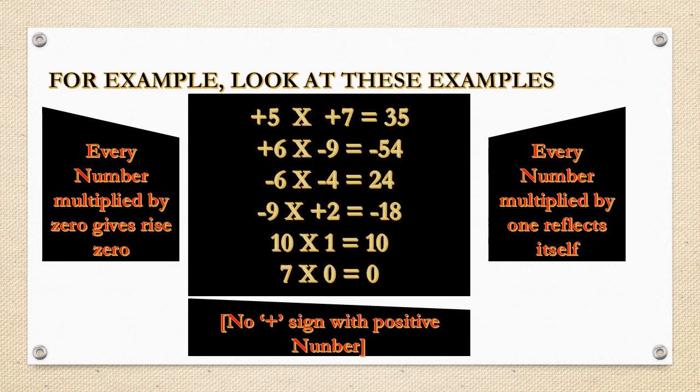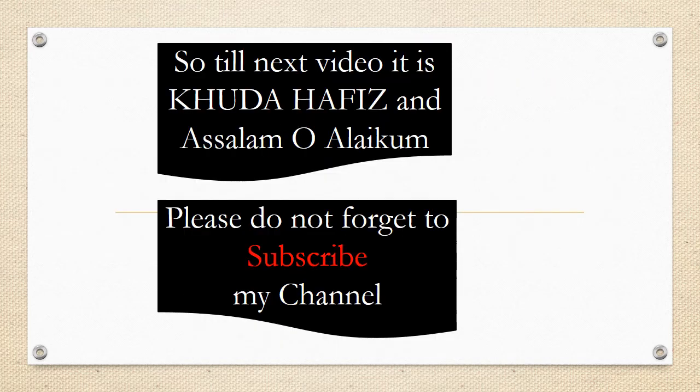Here I have described another rule, of 1. When we multiply every number with 1, we get that number itself. Similarly, when we multiply every number with 0, we always get 0. So don't forget to remember these rules as well. And in this video, we have described only these rules.